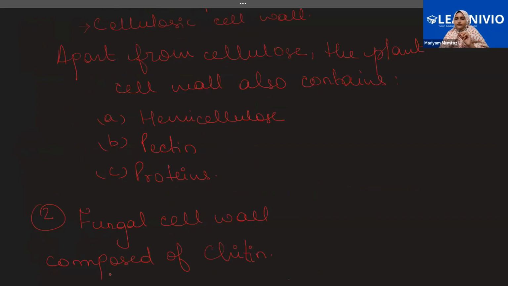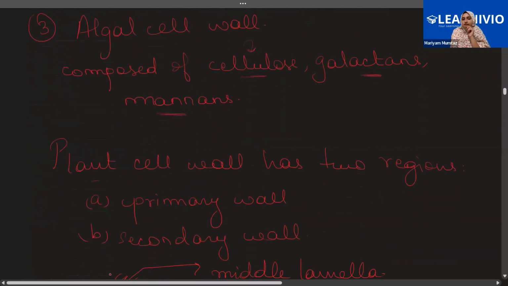Ma'am, what is hemicellulose? Hemicellulose is a form of cellulose only, with certain structural differences. Oh, okay. So they are composed of cellulose and other things also. Like the chemical composition is different.